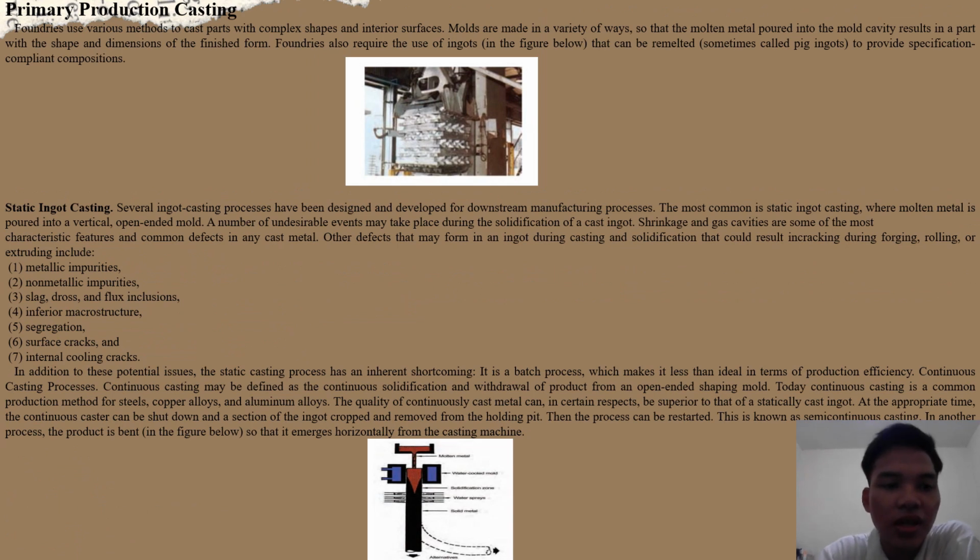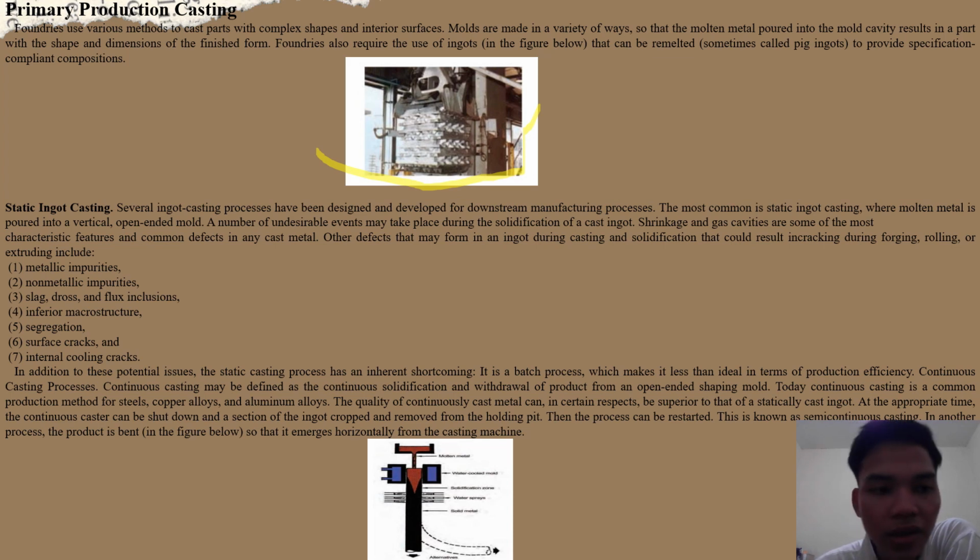Primary production casting. Foundries use various methods to cast parts with complex shapes and interior surfaces, molded to match a variety of alloys, so that the molten metal poured into the mold cavity results in parts with the shape and dimension of the finished form. Foundries also require the use of ingots, shown in the figure below. It can be limited to what are sometimes called big ingots.